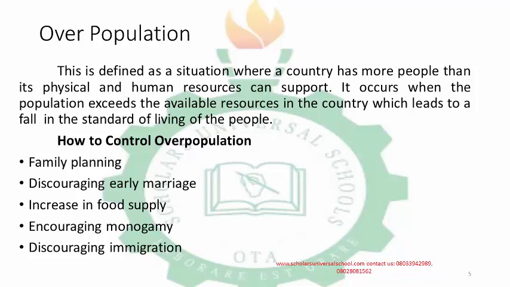The last way we can use to control overpopulation is discouraging immigration. Immigration simply means the movement of people into a country. So when we discourage immigration, we end up reducing the number of people coming into that country, and it will help to reduce the population size of that country.